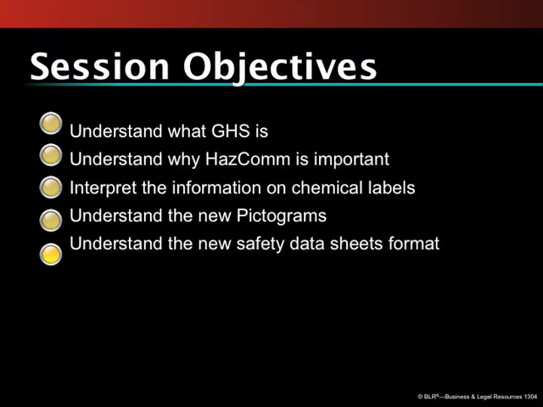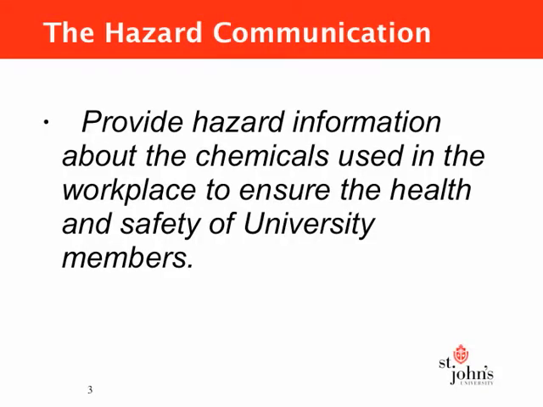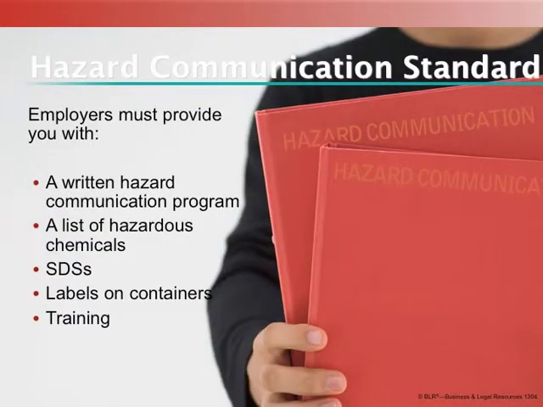The hazard communication plan is there in order to provide hazard information about the chemicals used in the workplace and to ensure the health and safety of university members. According to the Hazardous Communication Standard, employers must provide you with a written hazardous communication program, which can also be Googleable, a list of hazardous chemicals, which you could also get through your supervisor, safety data sheets, you can also Google them, labels on containers, which are being implemented through the new program, and the training.